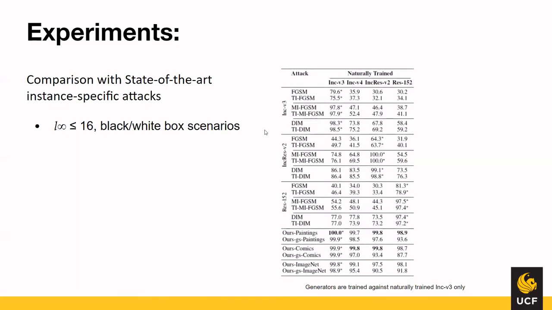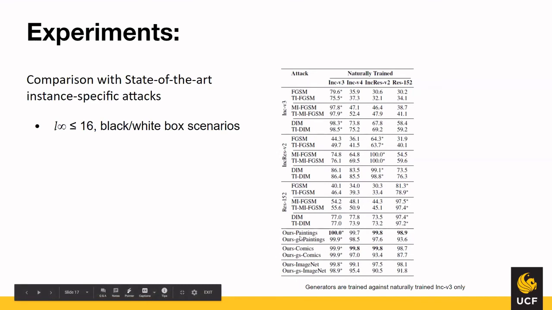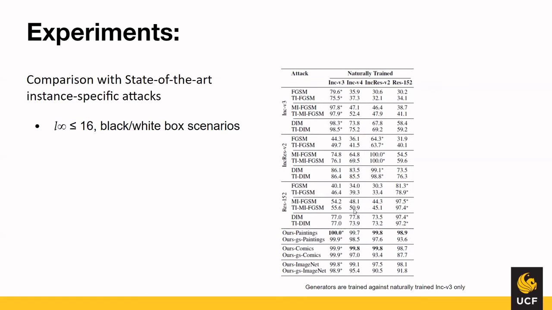So this is a lot to take in on one slide, but I had difficulty figuring out how to split up this table. Again, they only include one model for each of the data sets they train on. So they only use a naturally trained Inception v3 during the training time of their generator. And the instance-specific attacks they're comparing against are both FGSM and this diverse input methods attack, which we have not covered in class yet. And then they also include the momentum iterative version of FGSM, as well as the translation invariant variation of both of these attacks.